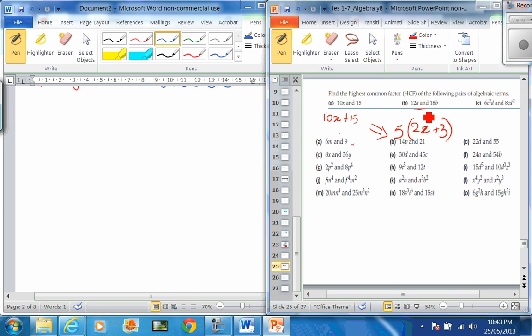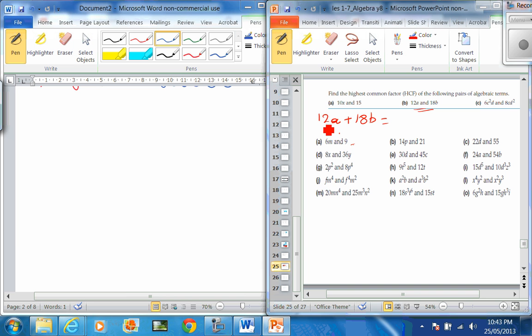Let's try the second one, but over here because I don't have space. Oh, I think I can do it this way here. Okay, let's start working on this. It reads 12a and 18b. Let's break it into its prime factors.